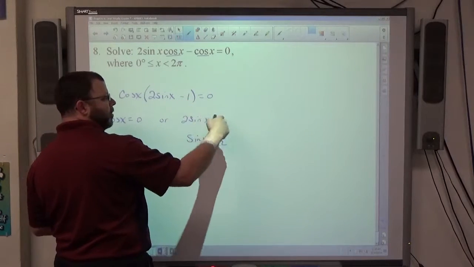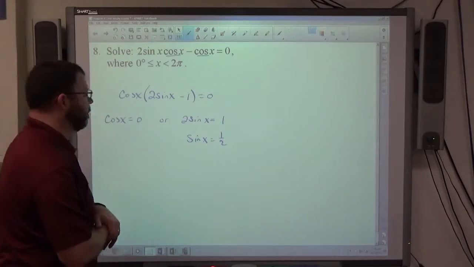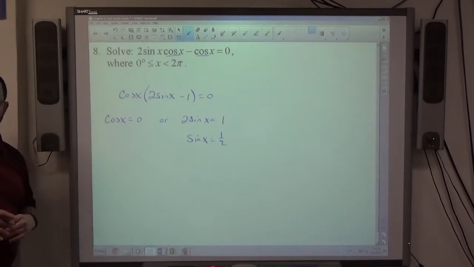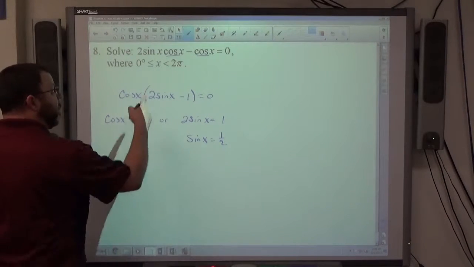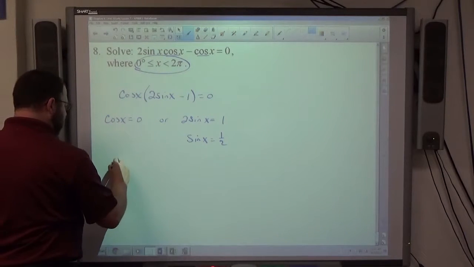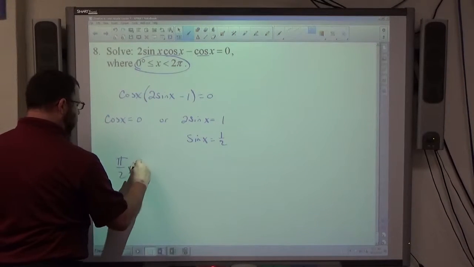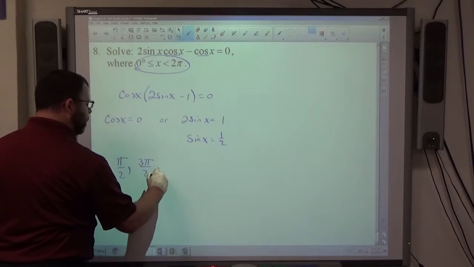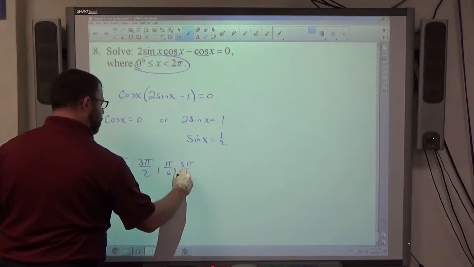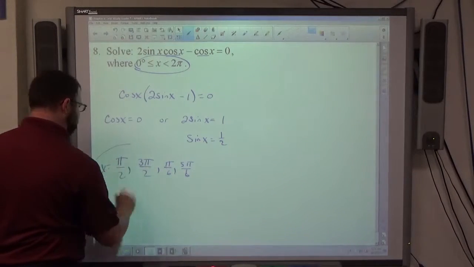I move the 1 to the other side to make it positive, divide by 2, so sine of x equals 1/2. 0 and 1/2 are our magical numbers that have exact answers, so we have the ability on the interval from 0 to 2 pi to find all of our answers. So cosine equals 0 at pi over 2, and again at 3 pi over 2. Sine equals 1/2 at pi over 6, and again at 5 pi over 6. So x equals those 4 numbers.